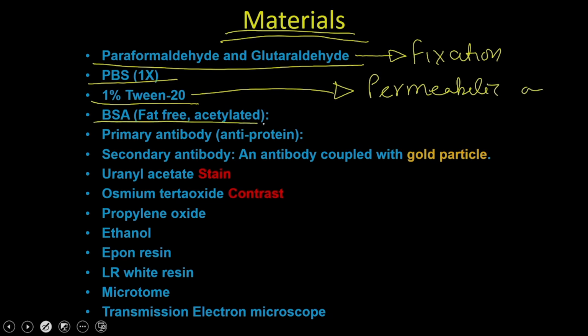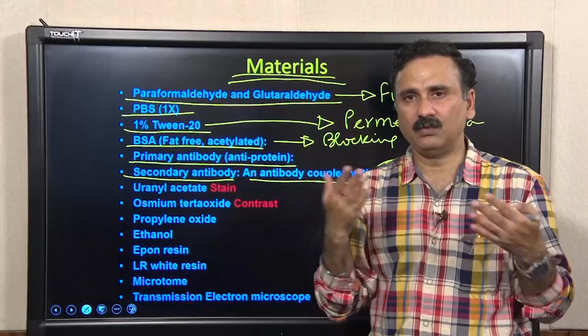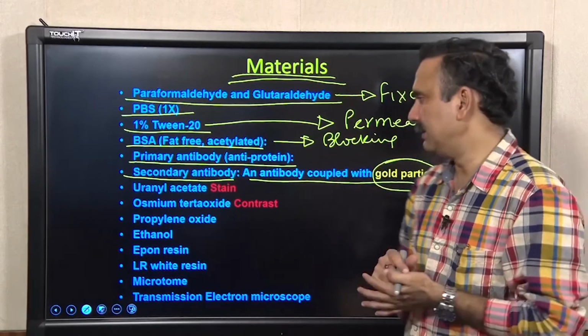Then you require the BSA, that is for the blocking. When you prepare the BSA, it is exactly the same way as what we have discussed when we were discussing the fluorescent microscope, that you have to filter that with the 0.45 micron filter. Then you require the primary antibodies, which are going to be against your antigen, and then you require the secondary antibodies, which are coupled with gold particles, so that you will be able to see the gold particles under the microscope, and that is how it is going to give you the image of that particular sample.